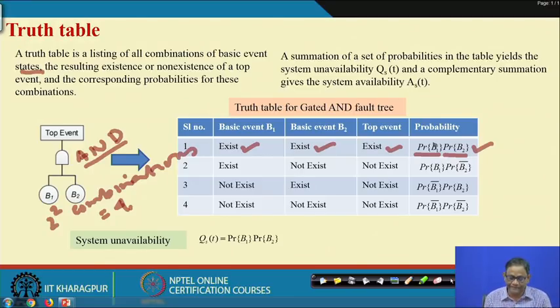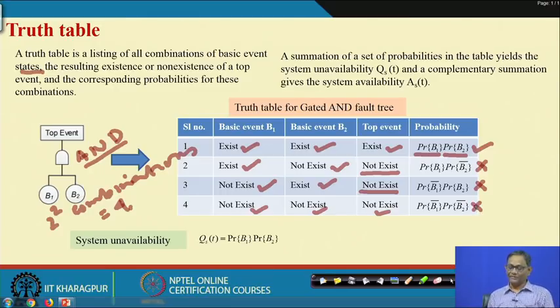So this is a system state where the top event exists, which means the system is unavailable. In the second one, suppose B1 exists and B2 does not exist. Because of the AND gate, the top event doesn't occur, so the system is available. This will not contribute to the unavailability calculation. In the third one, B1 does not exist, meaning it is working, and B2 exists, meaning not working. Then also the top event will not exist, so the system is not unsuccessful. In the fourth one, both B1 and B2 are working, so the system will also work. This will also not contribute to the unavailability calculation.